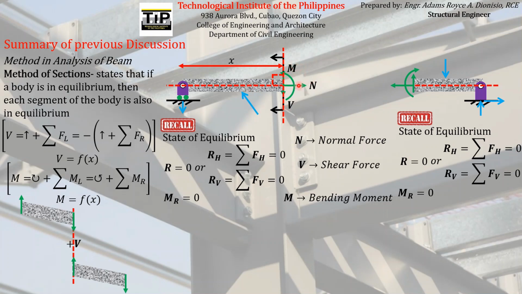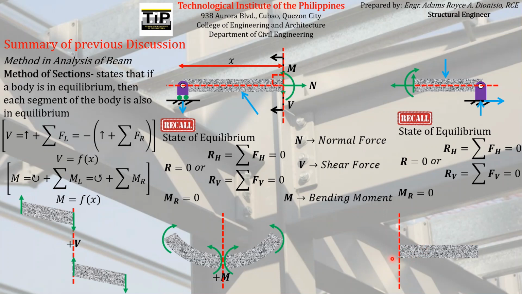How about the bending moment? From the previous meeting, we have learned that a positive bending moment tends to bend the beam in such a way that it will concave upward. So like this. And last thing that we have learned from the previous discussion is the effect of a positive normal force in a beam. So a positive normal force tends to elongate the beam this way.